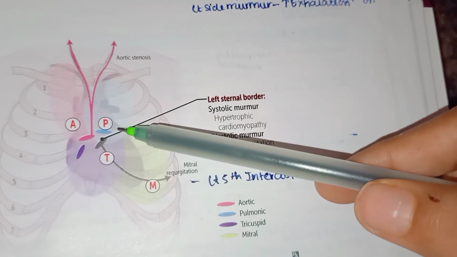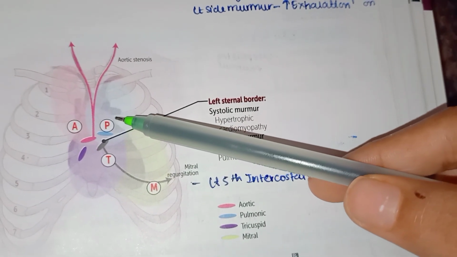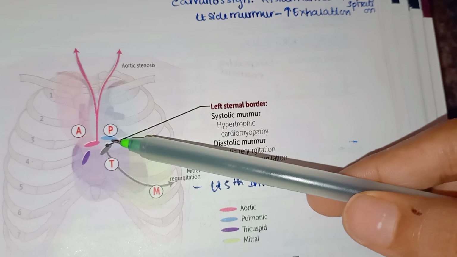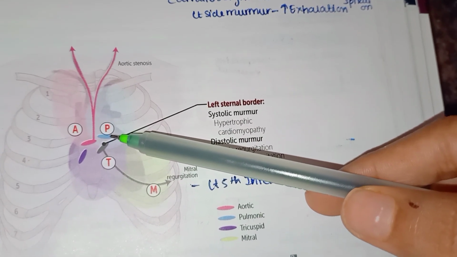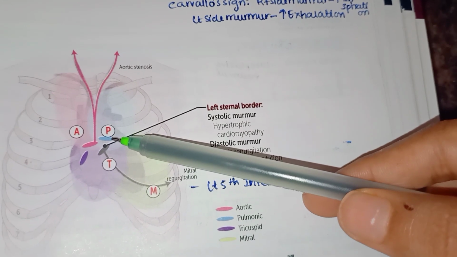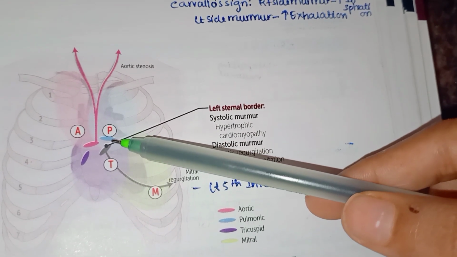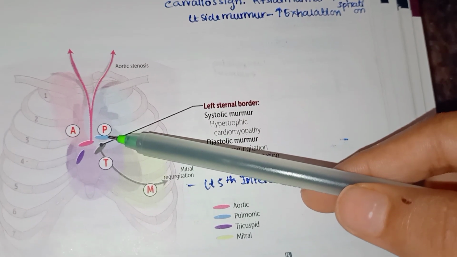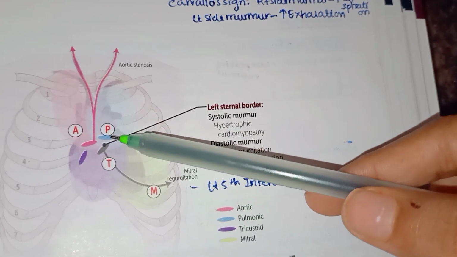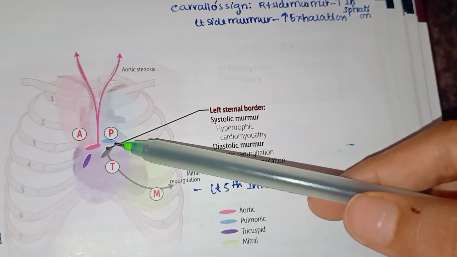Next coming to P. P is the pulmonic area which is on the left upper sternal border. Here S2 sound can be heard. If you remember S2, that is closure of both aortic and pulmonary valve, right? So it is systolic ejection murmur and pulmonic stenosis because it's the pulmonary area. And atrial septal defect is also heard here, and flow murmur is heard here.